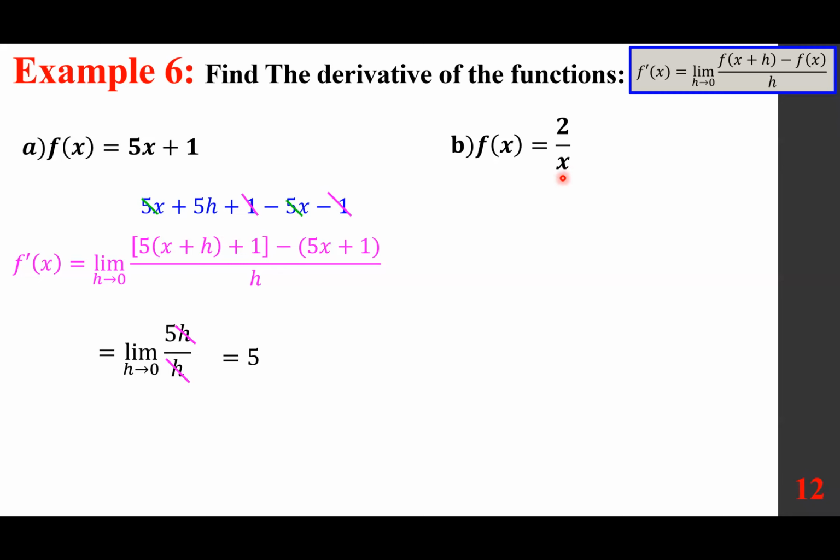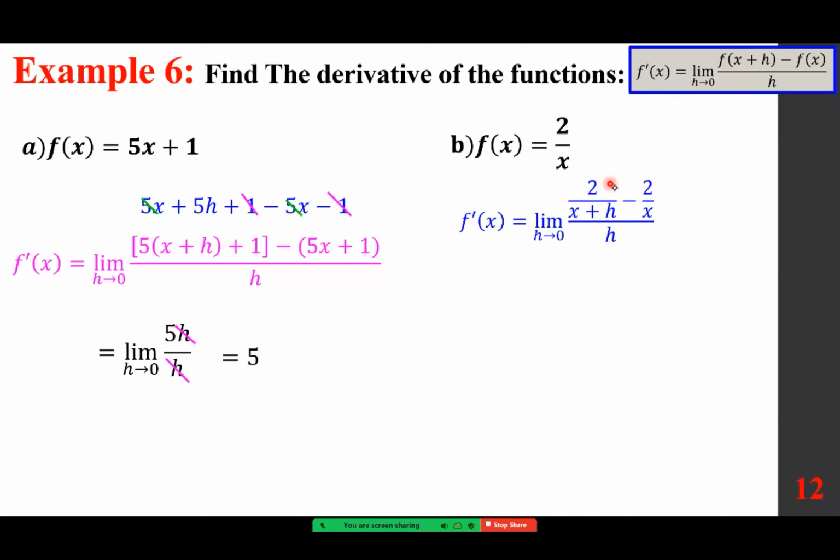We're going to do the same thing here using this definition. The limit as h approaches 0, f of x plus h means 2 over x plus h, minus f of x, which is itself. By the way, if you plug in, whether you do it here or here, you end up with 0 over 0. Simplification did the job. This is a complex fraction. LCD, the least common denominator, does the job. So x times x plus h is the LCD.